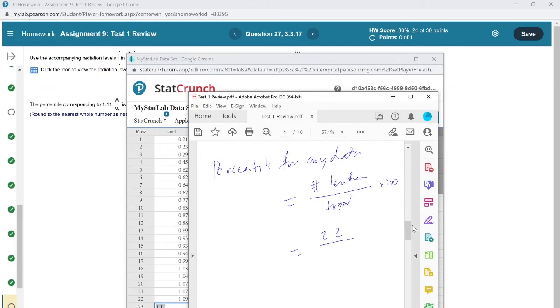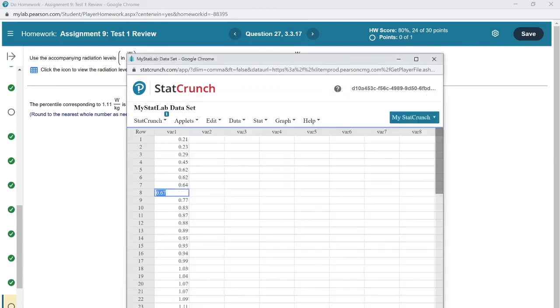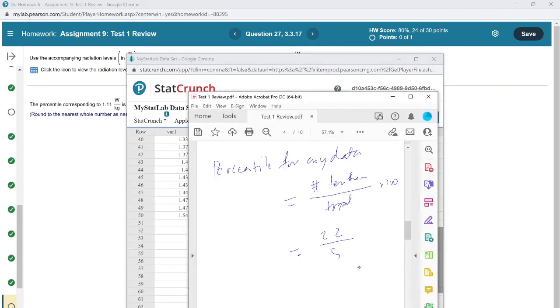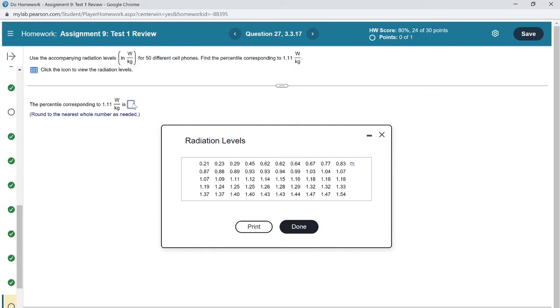22 divided by the total number of data. As you can see here, if you go down, you can find out the total number of data. There are 50 data, so divide by 50 times 100, which is 44. The percentile of this data is 44.